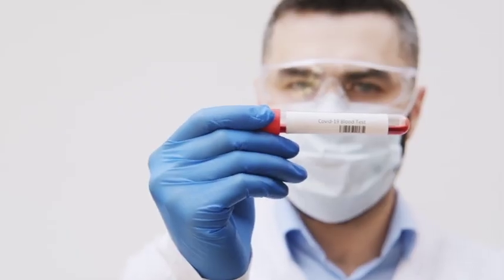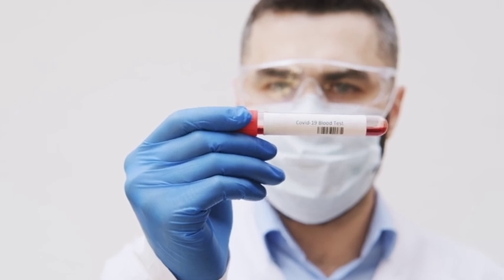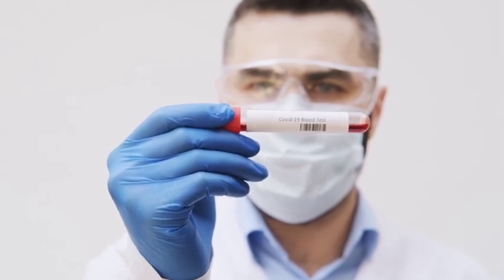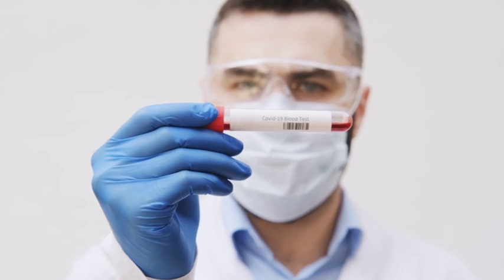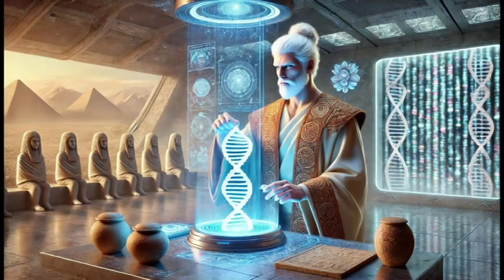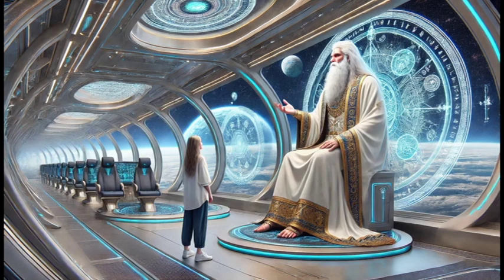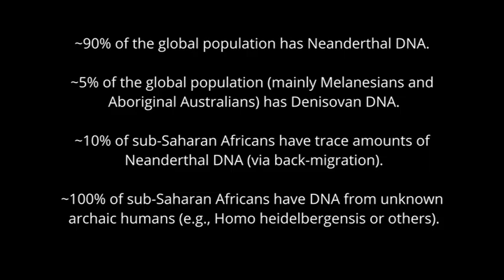So where are we? Mainstream science has no idea where it came from, no idea how we got it, and no idea why we have it. Let's look now at the possibility of the Anunnaki breeding with Homo sapiens, which created the Homo sapiens sapiens, what we call modern man. 90% of the global population has Neanderthal DNA.